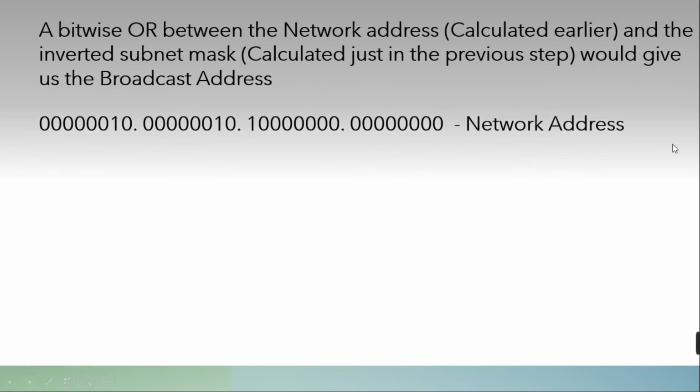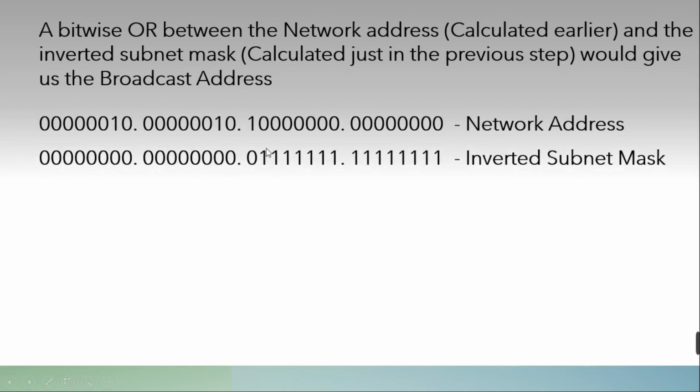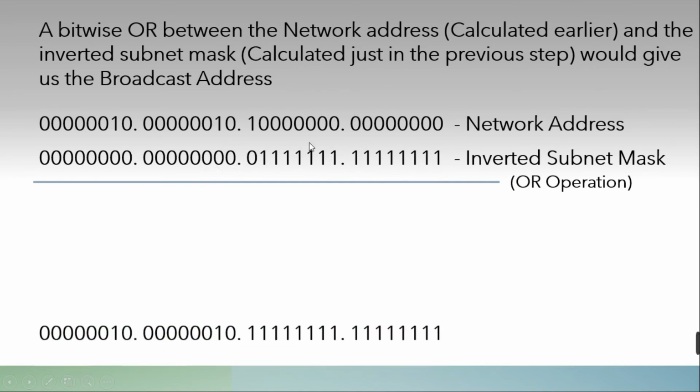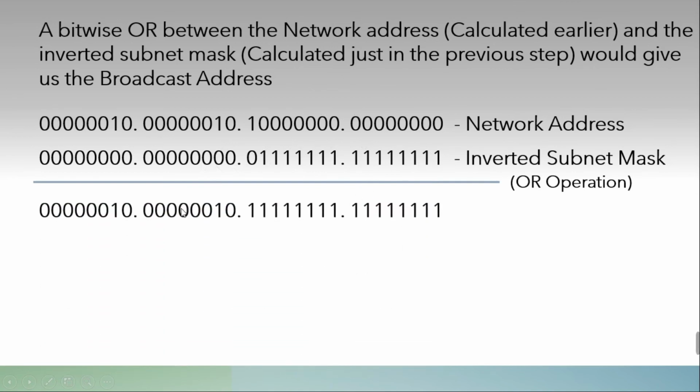So this is the network address which I have calculated a few moments ago, and this is the inverted subnet mask, the complemented subnet mask, that I have just calculated in my previous slide. So now there will be an OR operation between those two numbers. If I do an OR operation, then the result will look something like this one.